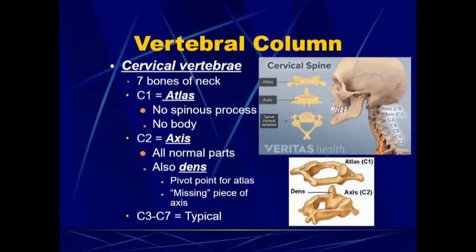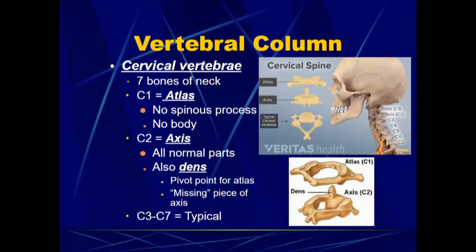This is unique because it does not have a spinous process. It doesn't have that part that's protruding off of the back. And it also does not have one of those large bodies, which would be on the anterior portion. And so you can see what the atlas looks like.